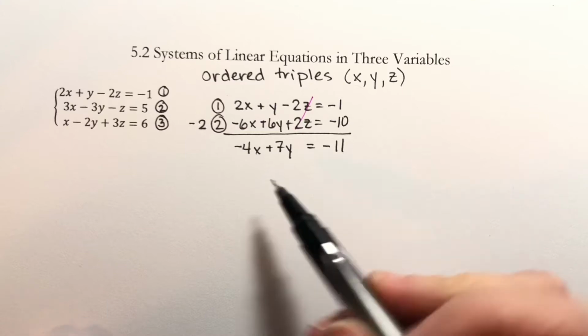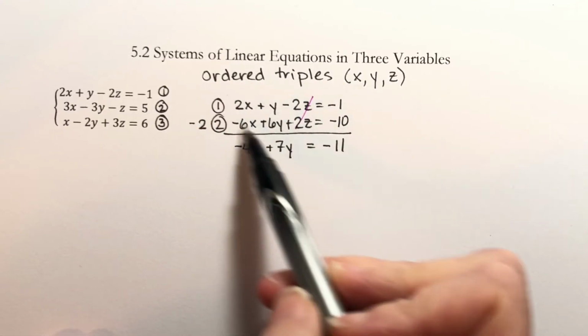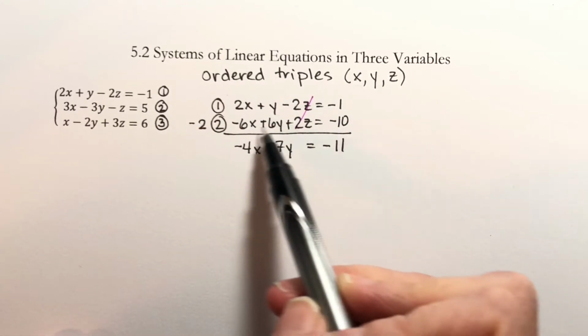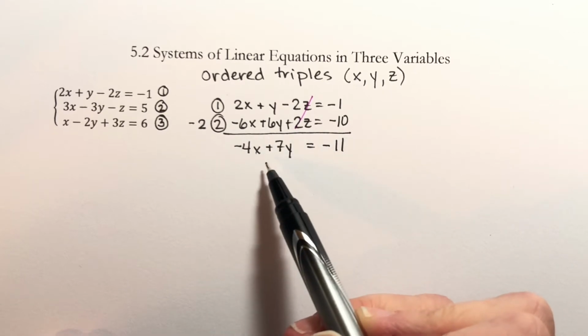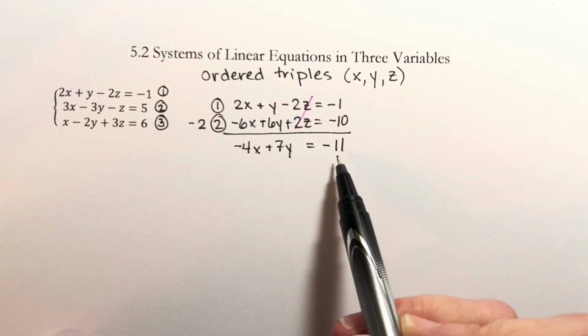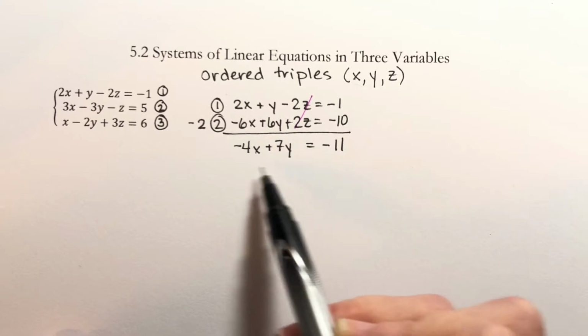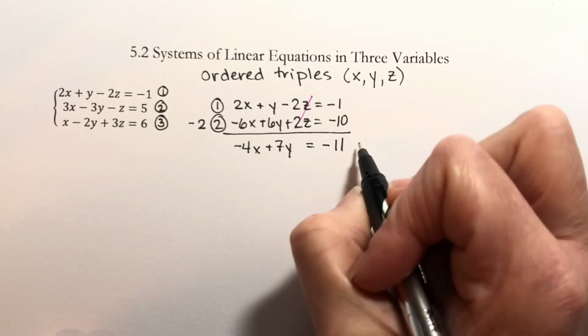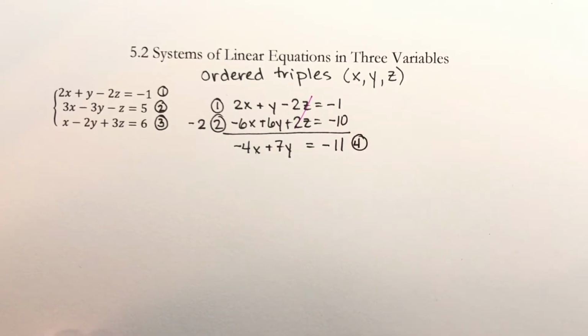What we've done here is we've taken something that had 3 variables, and we've simplified it down to 2 variables. Now we're going to need this equation, but we are not ready to use it yet. We have to build some more pieces. So I'm going to call this equation number 4, and we will refer to it later.